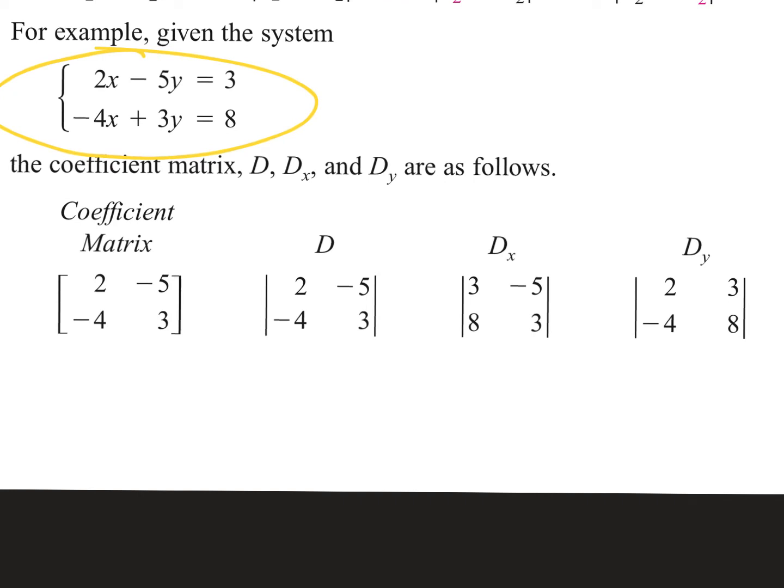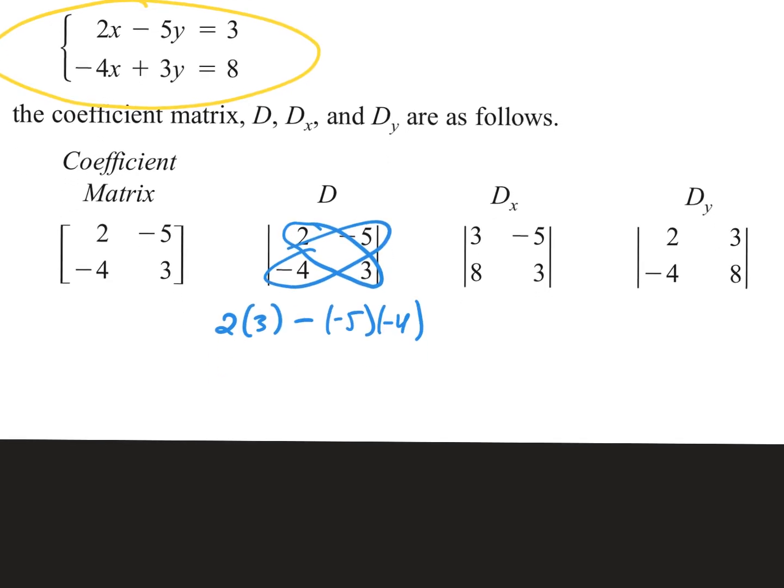How do I find the determinant? It's major diagonal, 2 times 3. Good. So 2 times 3 minus what? Negative 5 times negative 4. 2 times 3 is 6. Minus, what's negative 5 times negative 4? 20. What's 6 minus 20? Negative 14. Everybody agree with me?